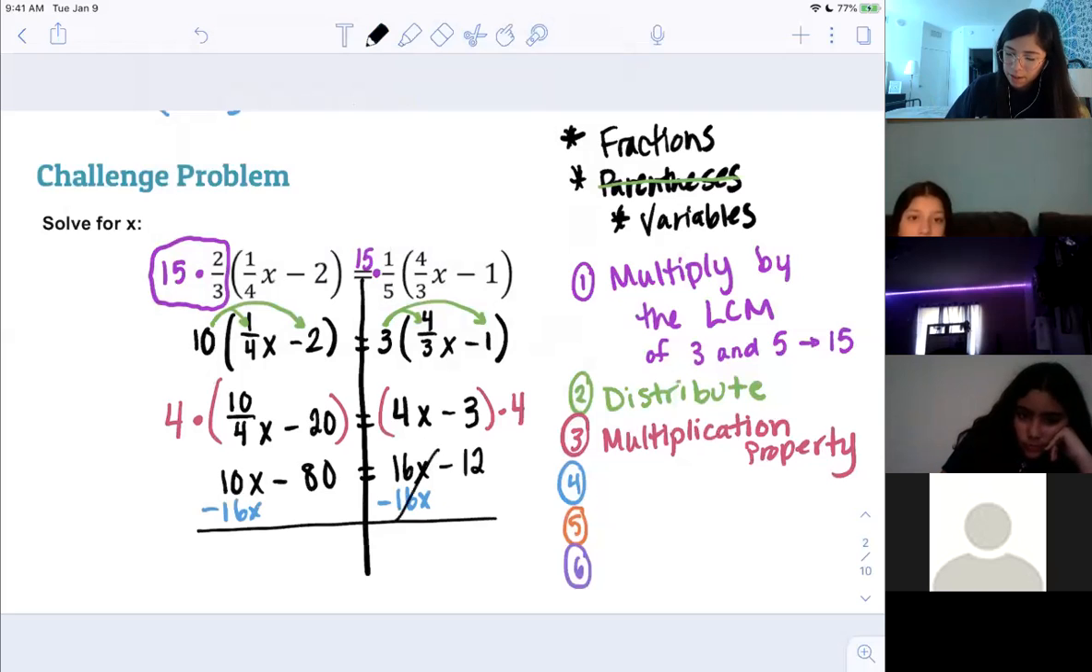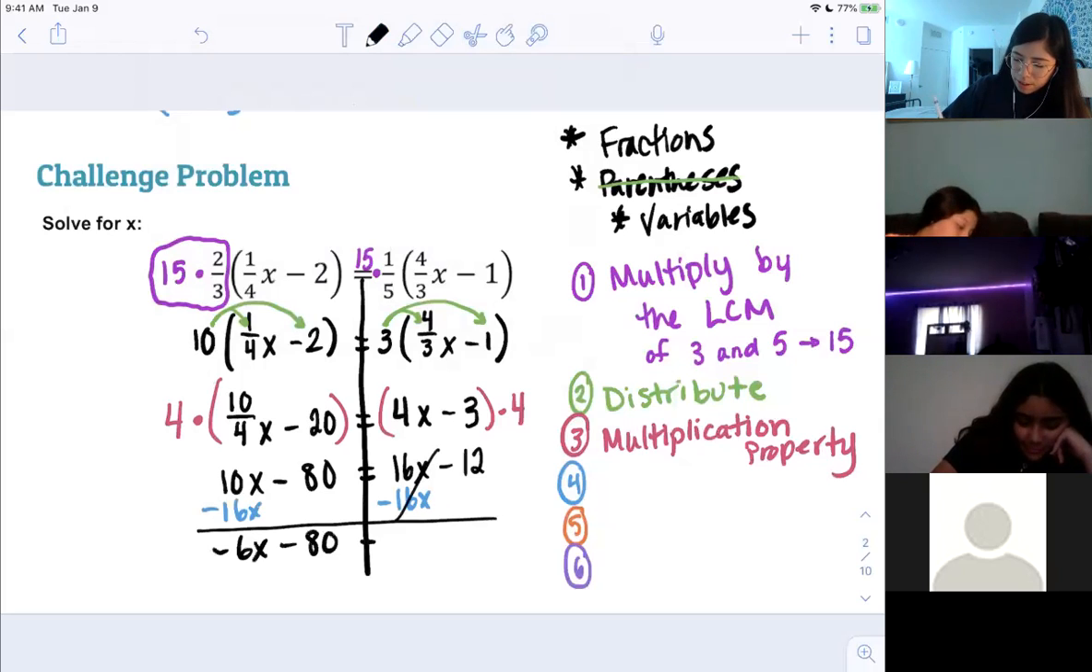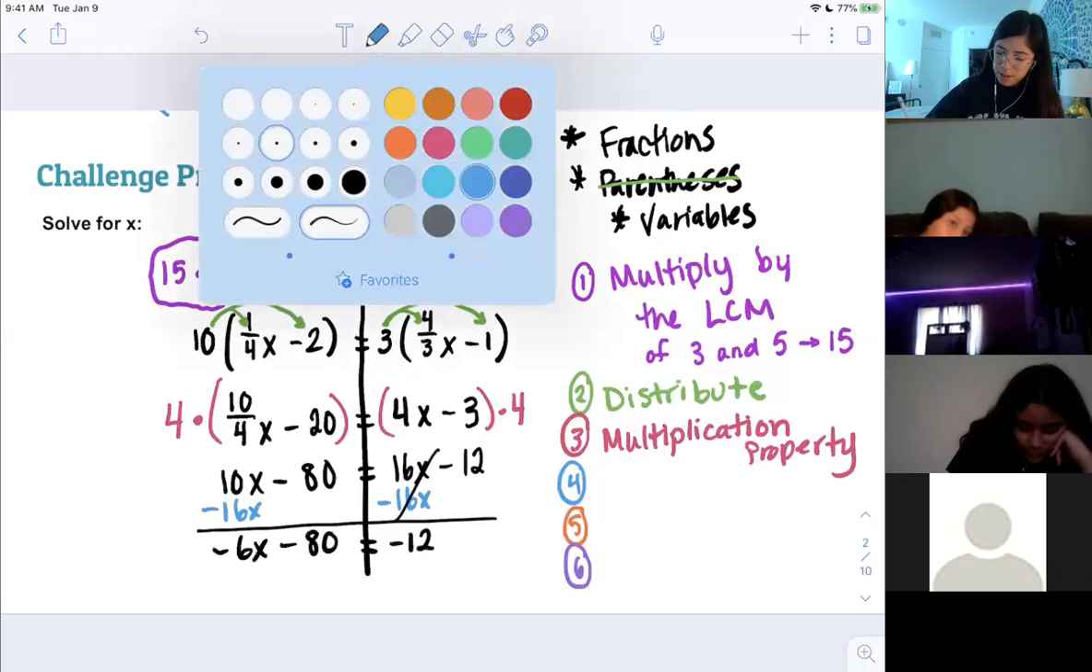All right. 10 minus 16 gives me what? Negative 6. Thank you, Darian. Make sure you got a negative because otherwise you would get the wrong answer. If I start with 10 and I take away 16, I'm definitely going to end up in a negative. All right, so that was step 4, subtraction property.